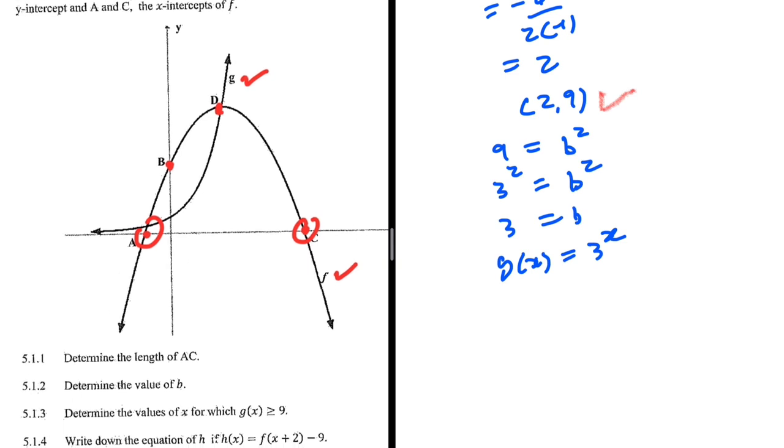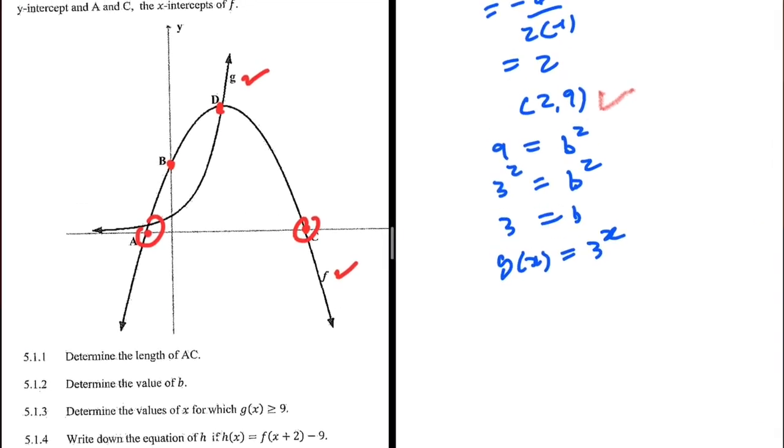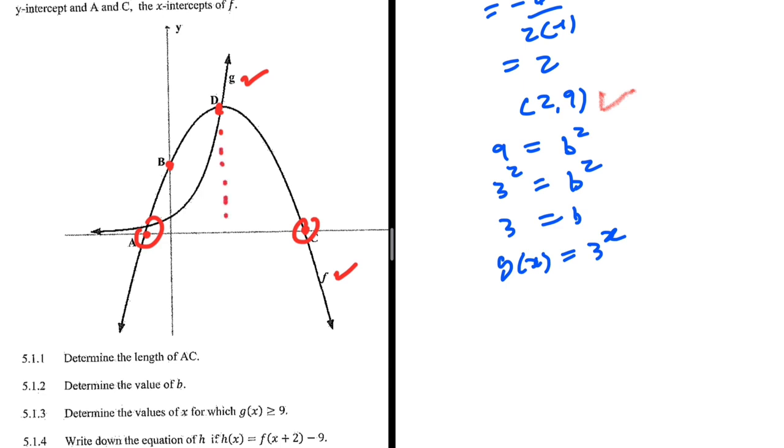5.1.2. Then 5.1.3, determine the values of x for which g of x is greater than or equal to 9. Well, we don't need to calculate anything here. We can just see here, take a look at this. When x is equal to 3, g of x is equal to 9. But when x is equal to 4, g of x will be greater than 9.